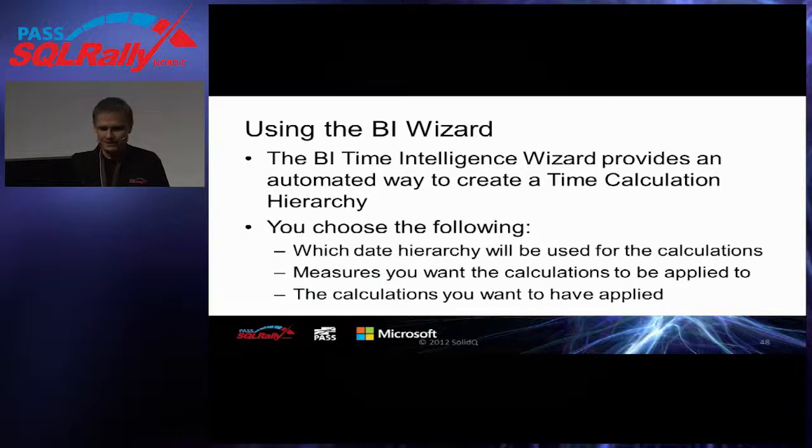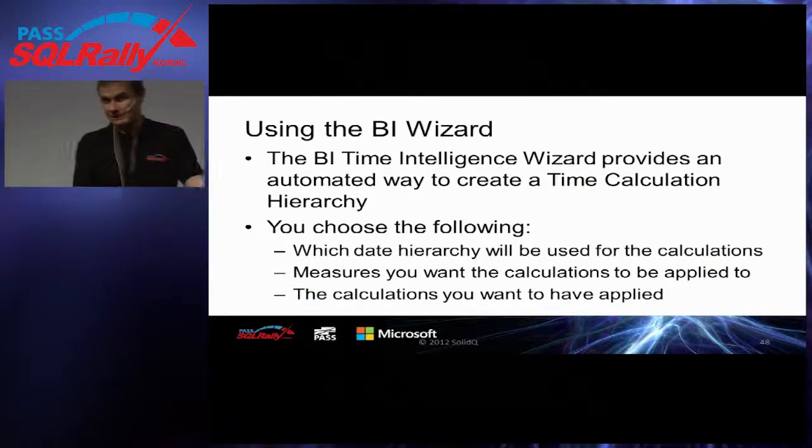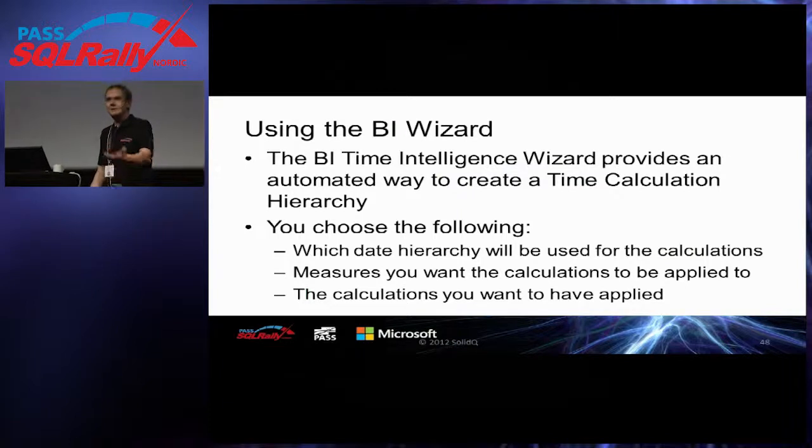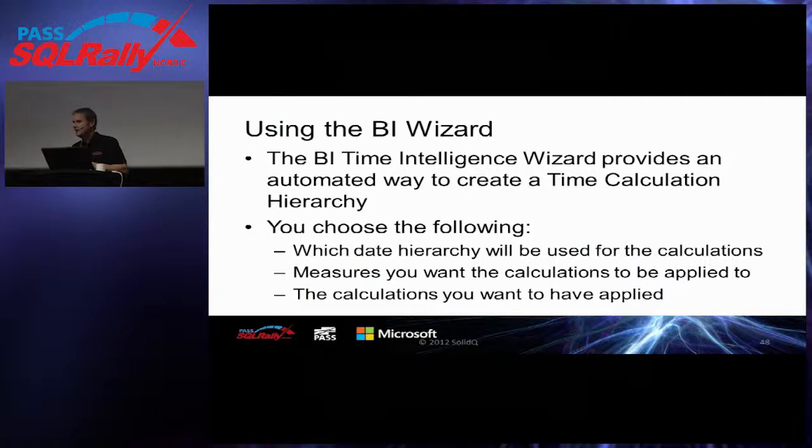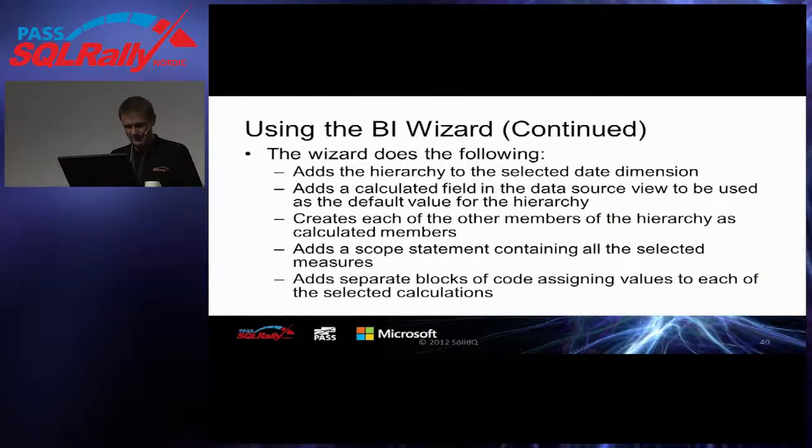I have just a few comments about the BI wizard. I like the BI wizard. It builds you a good time calculation hierarchy. If you want to start with a time calculation hierarchy, use the wizard. Get the code. See that, pick all the calculations, and it'll write you this code for it. And then you can extend it and build on it to add whatever calculations you would want to use.